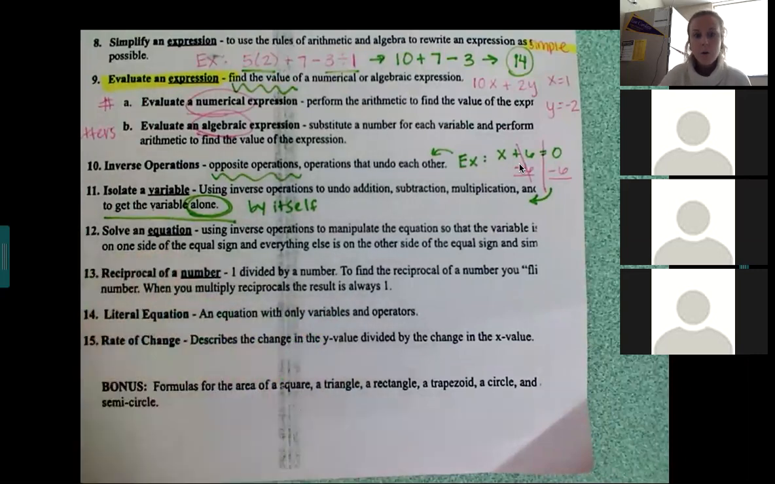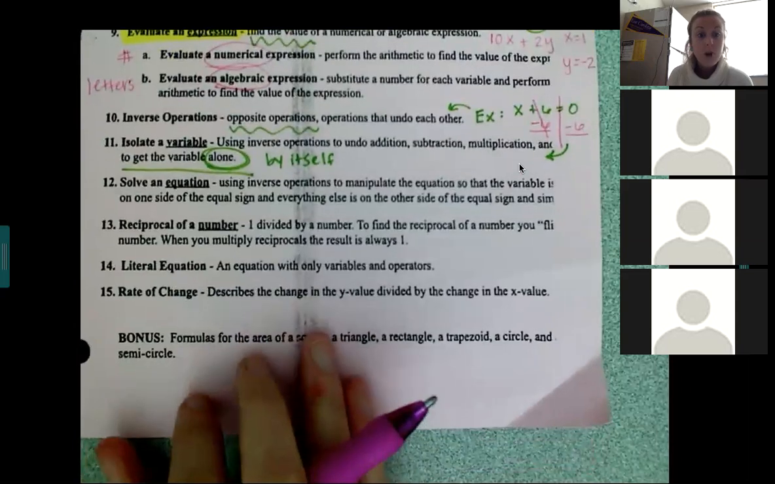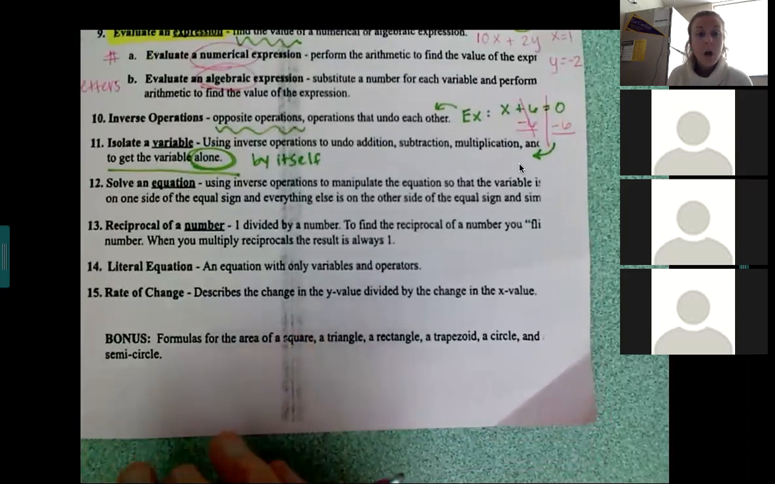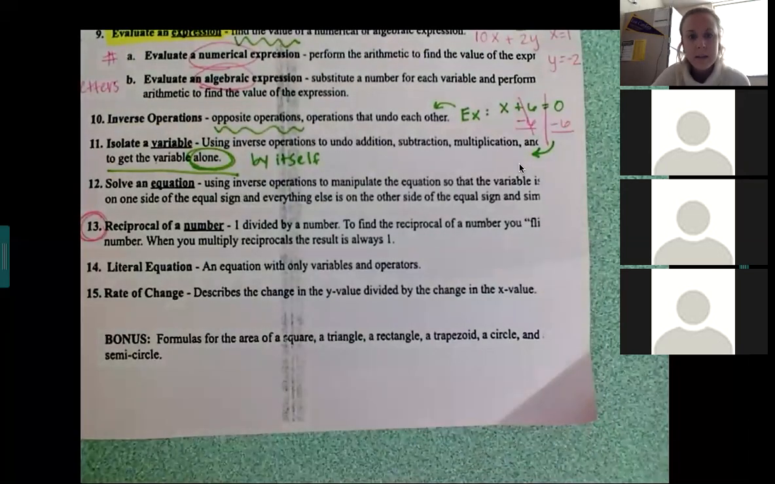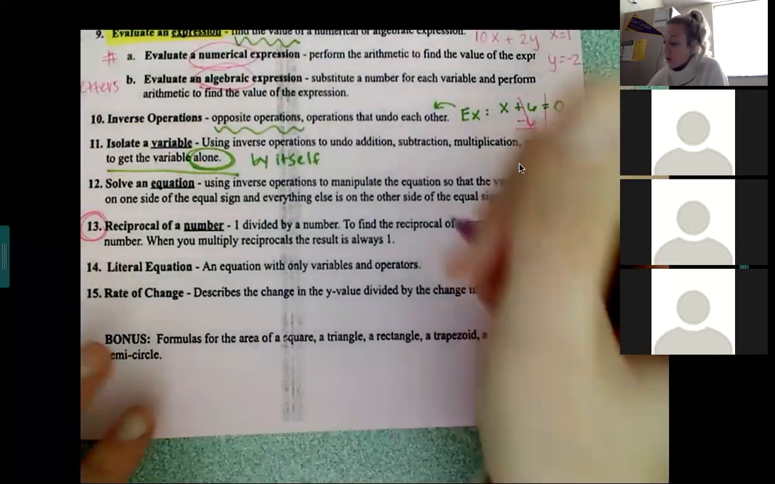We're good. Okay, cool. Your light bulb word could be "equal" for solve an equation. That would be an easy one. All right, this one, reciprocal of a number. Kids also always miss this one. So I'm gonna start with the example.